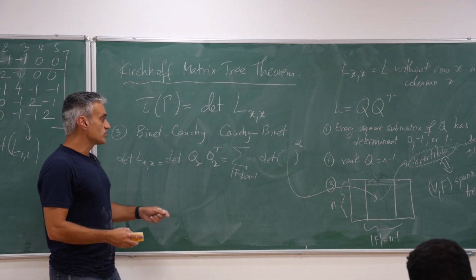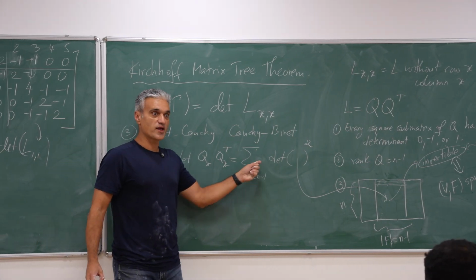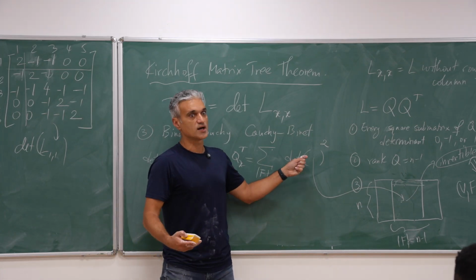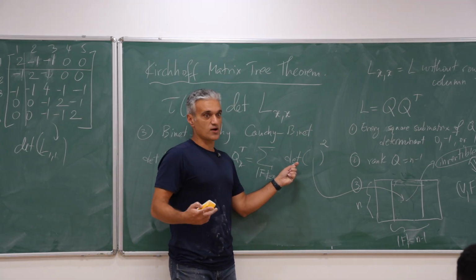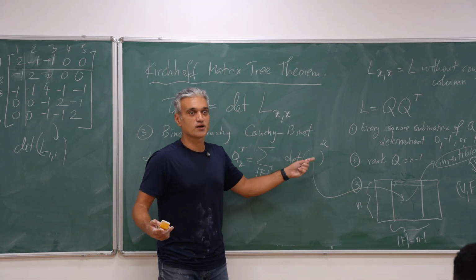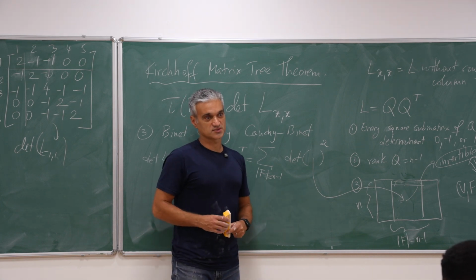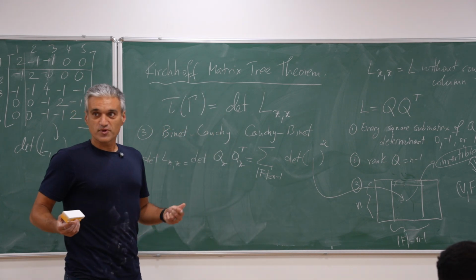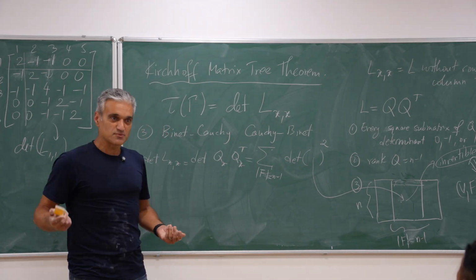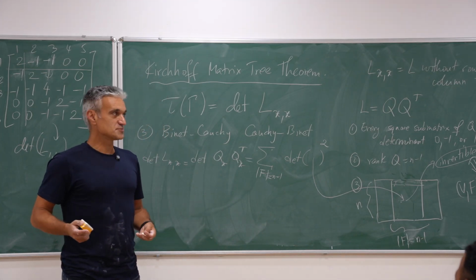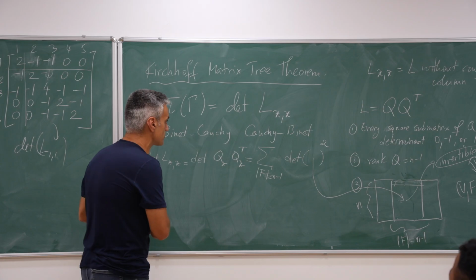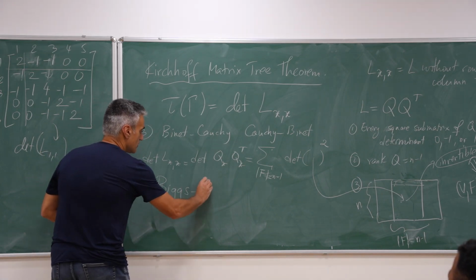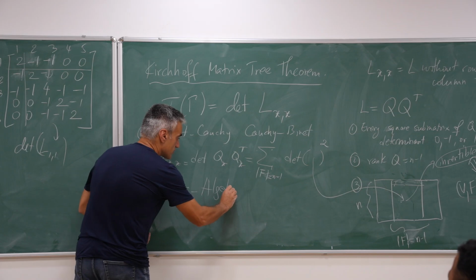So what will you pick up in this sum? For every F that is a spanning tree, you will pick up a determinant that is minus 1 or 1, but somehow you're lucky that it's squared, so you pick up a 1 and you get your answer. So that's kind of the proof of the Kirchhoff matrix tree theorem in 10 minutes or something like that. This is the proof that is given in Biggs' book, Algebraic Graph Theory.